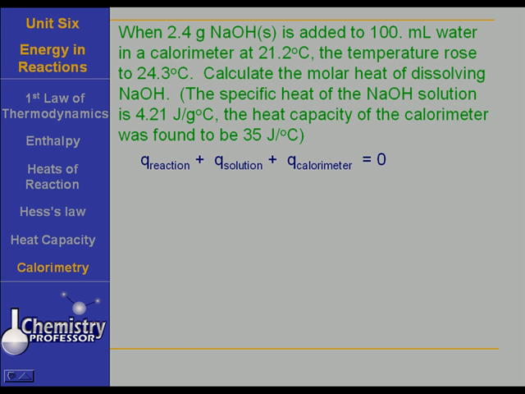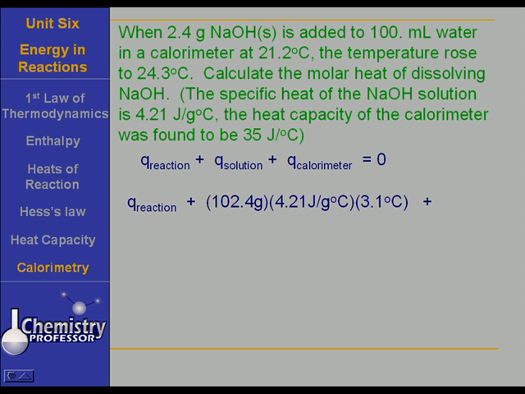The Q for the reaction, or the dissolving, or whatever you want to call it, plus the Q for the solution itself, that's the heat that is absorbed by the water and the solution that it's made, plus the Q for the calorimeter has got to equal 0. The Q for the reaction is what we are looking for. We're looking for the molar heat of dissolving sodium hydroxide. That's what we're trying to find.